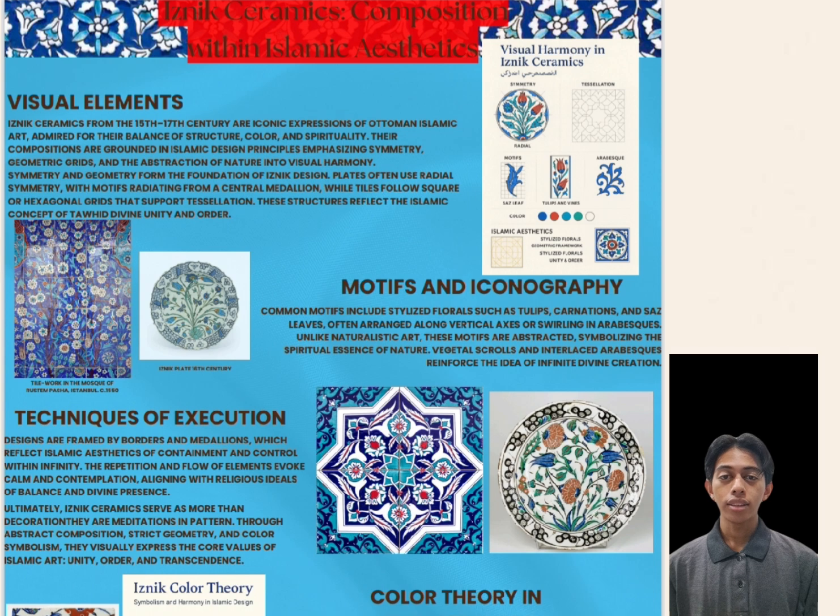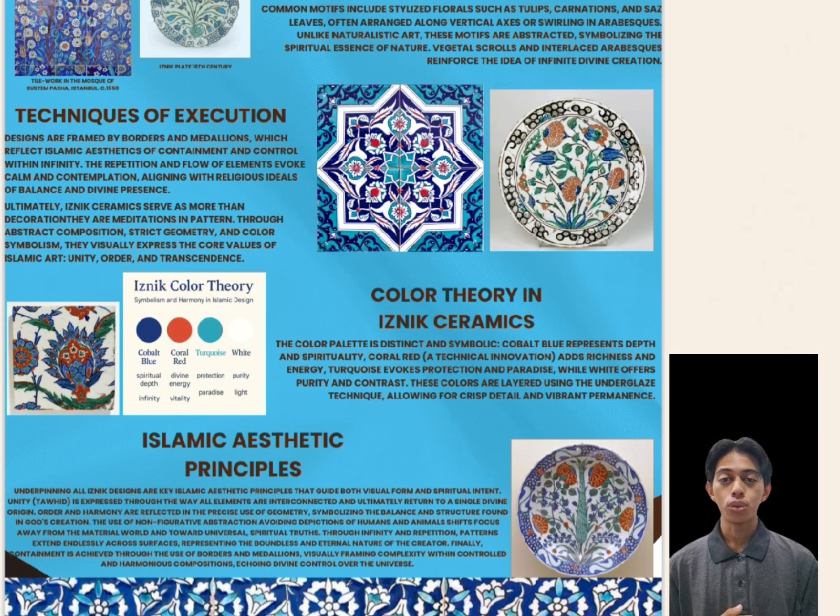Then, in the techniques of execution section, I explain how Islamic designs are framed by borders and medallions, which reflect containment within infinity. This mirrors how Islamic art seeks to balance infinite repetition with spiritual focus. The ceramics are painted using underglaze techniques which allow for precise line and vibrant lasting color. Ultimately, Islamic ceramics are not random or decorative, they are deeply structured and symbolic artworks grounded in faith.